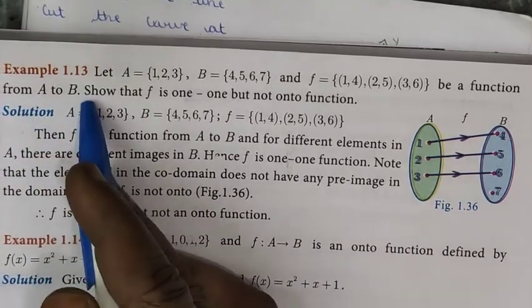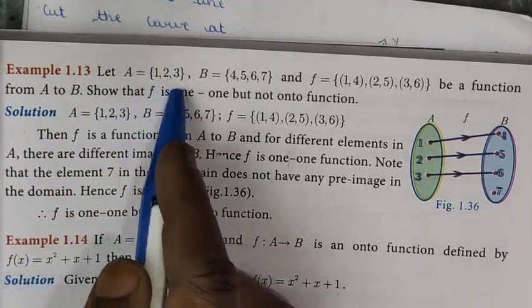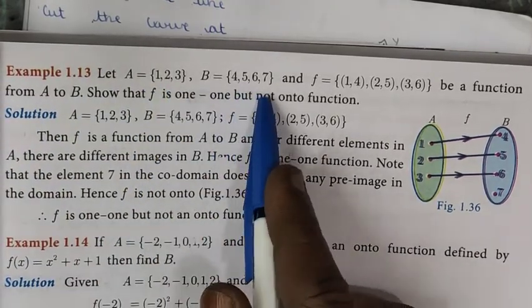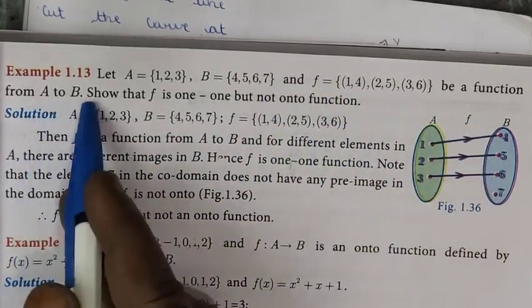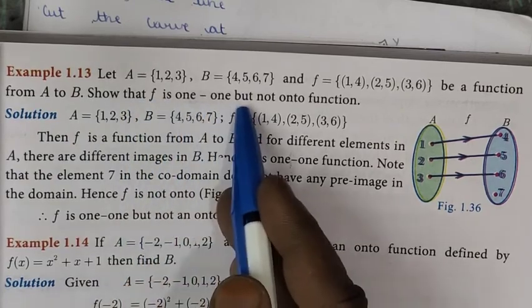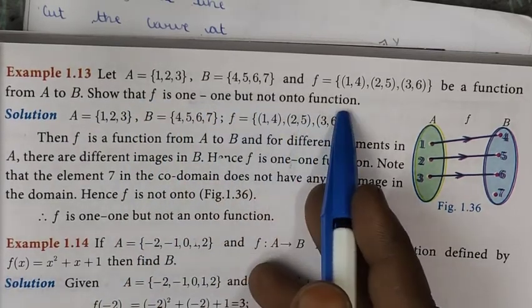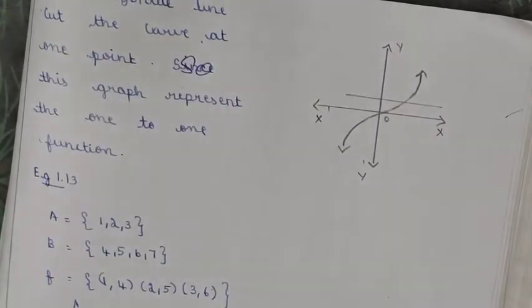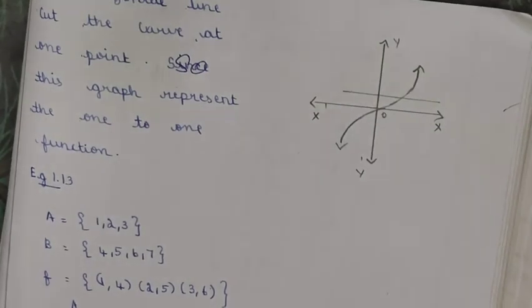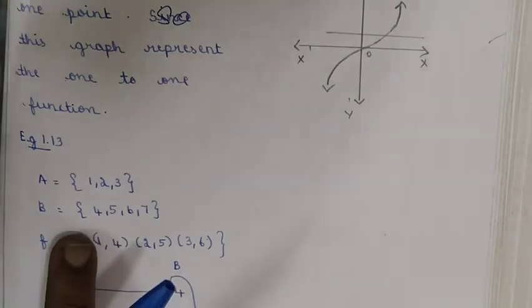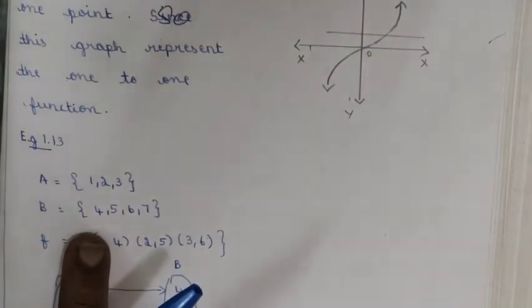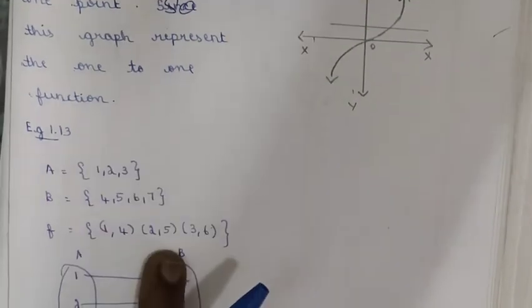Example 1.13. Let A equal to {1, 2, 3}, B equal to {4, 5, 6, 7}, and f equal to {(1, 4), (2, 5), (3, 6)} be a function from A to B. Show that f is 1-to-1 but not onto function. Okay, now in this we have to write the set of all elements of A, set of all elements of B, and also the function given as ordered pairs.